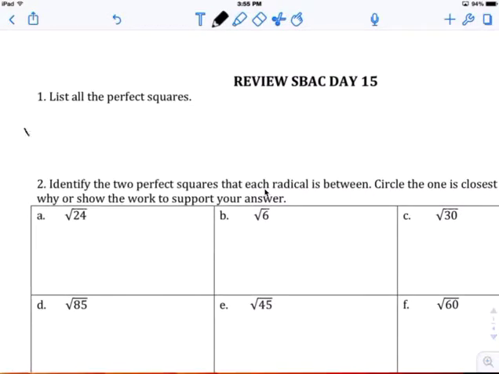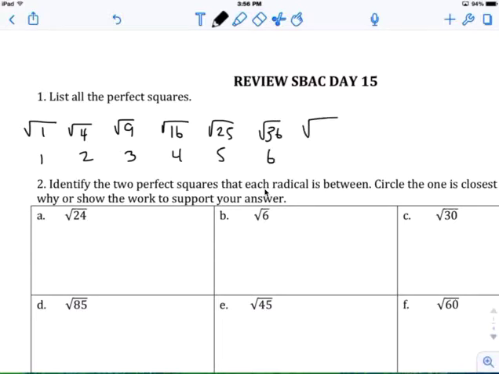First one is square root of 1. The answer is 1. Square root of 4, the answer is 2. Square root of 9, the answer is 3. Square root of 16, the answer is 4. Square root of 25, the answer is 5. Square root of 36, the answer is 6. Square root of 49, answer 7.